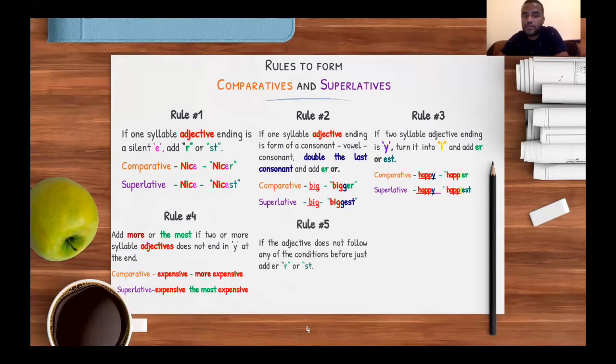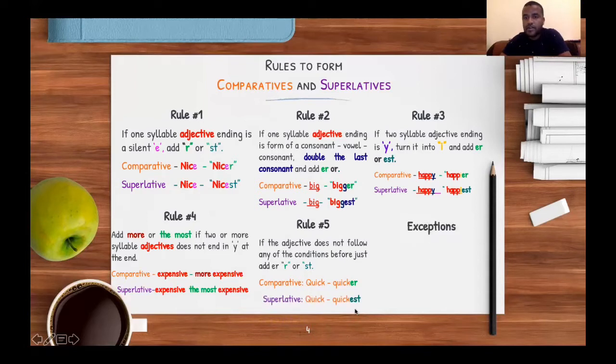Then we have rule number five. Sometimes we have an adjective that does not follow any of the conditions before, and we're going to add er or est. For example, quick, quicker. This is normal. And in the superlative, the quick, the quickest.